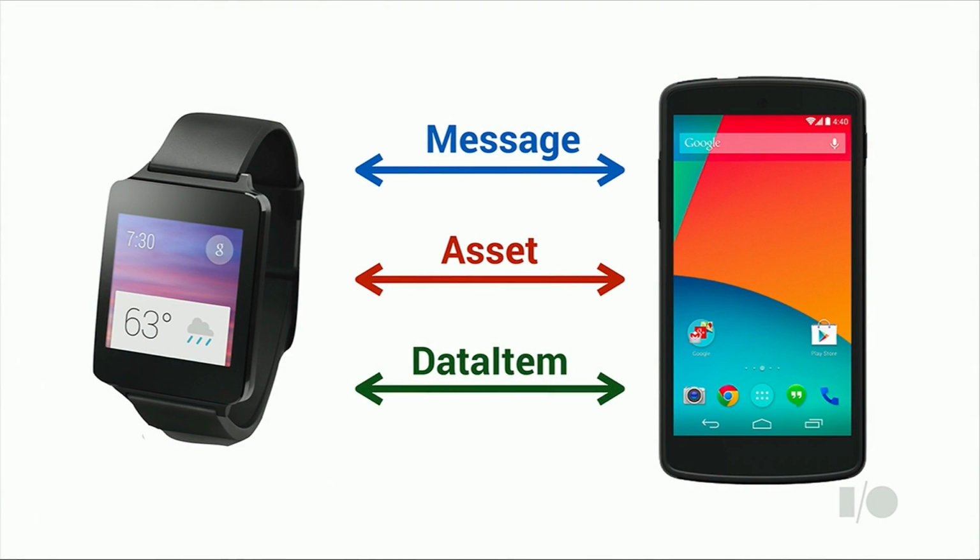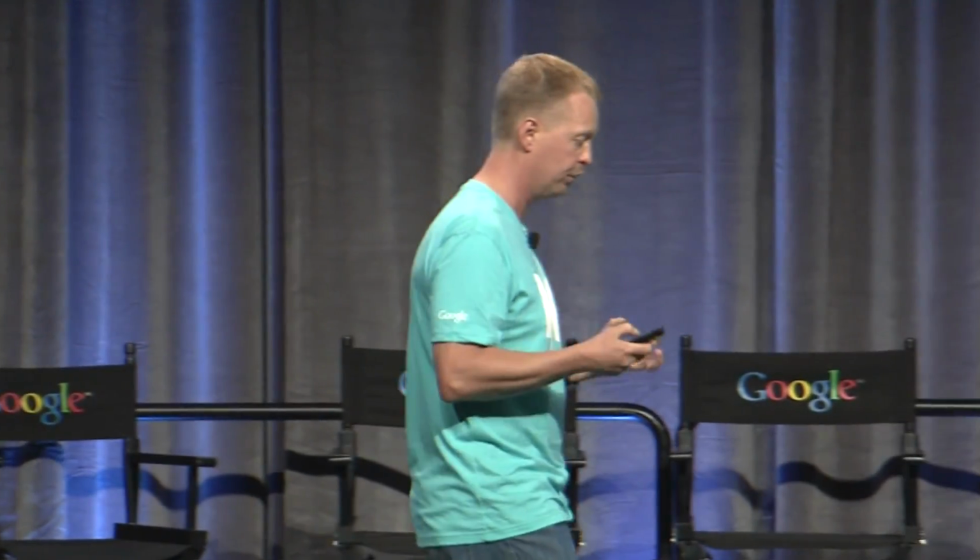Then we have Data Item. Data Item is an API that allows you to have data which is in sync on both the wearable as well as the other device, such as the phone. That means that if it changes on one side, it will be automatically synced on the other side. So that's also a great API.